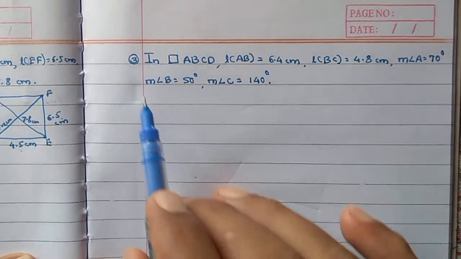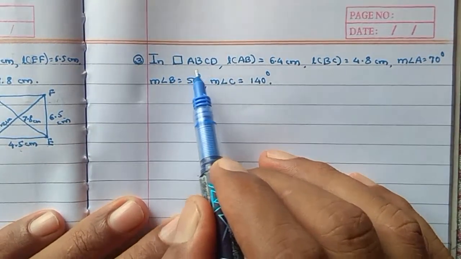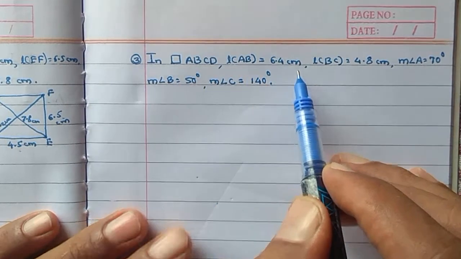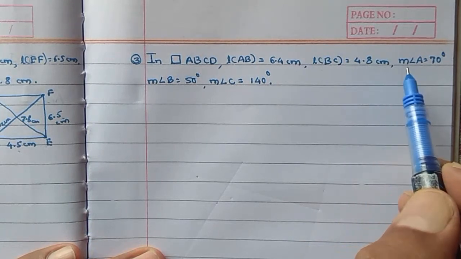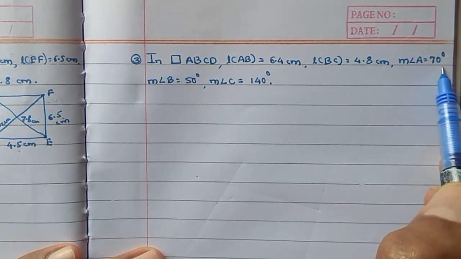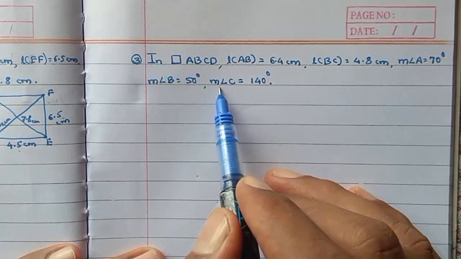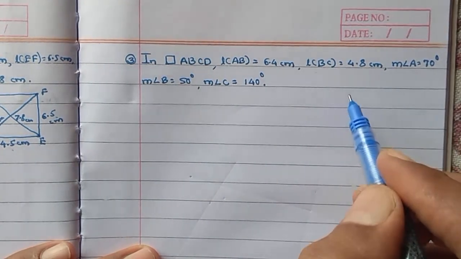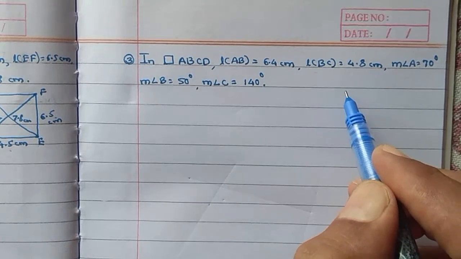Let us move to example number 3. The example is, in quadrilateral ABCD, length of AB is equal to 6.4 centimeter. Length of BC is equal to 4.8 centimeter. Measure of angle A is equal to 70 degree. Measure of angle B is equal to 50 degree. Measure of angle C is equal to 140 degree. Okay. First, draw the rough diagram. Let us draw the rough diagram.